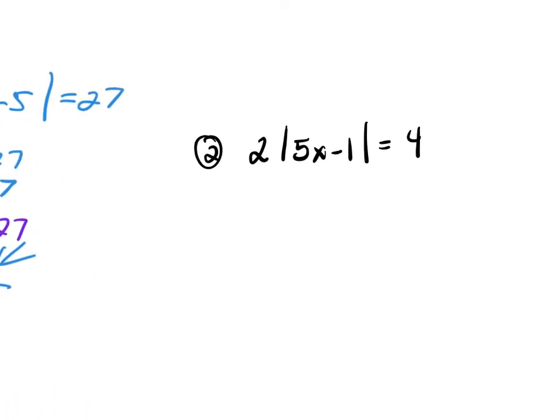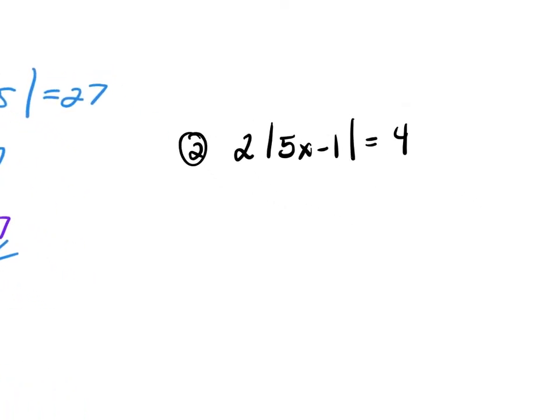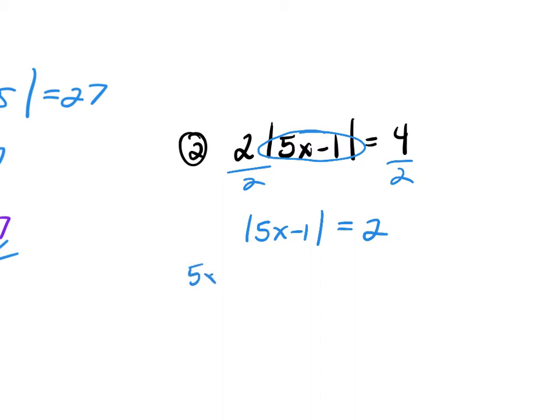Guys, your number 2 I think is different from mine, so people at home, number 2, make it a positive 2 if it's not already. So we want our absolute value to be solo. So divide both sides by 2. Get the absolute value of 5x minus 1 equals 2. Now that it's by itself, you can separate it. 2x minus 1 equals 2. Sorry, 5x. 5x minus 1 equals negative 2.